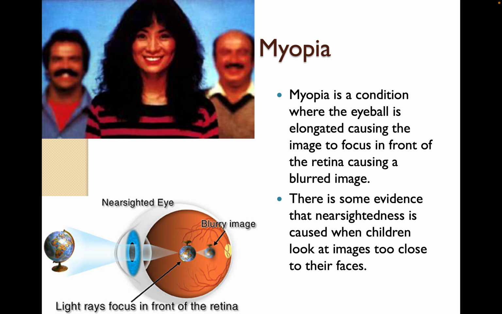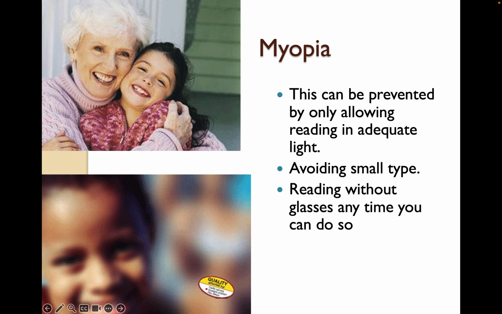Myopia is a condition where the eyeball is elongated, causing the image to focus in front of the retina, causing a blurred image. There is some evidence that nearsightedness is caused when children look at images too close to their face. Of course, this happened to my niece because her mother put her down with a bottle, and it gave her walleye because one eye was covered up and she was just using one eye. So the one that was covered up, the muscles became weaker. And this is what myopia looks like. You can't focus. It's like an unfocused picture.